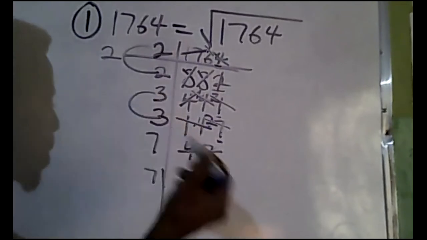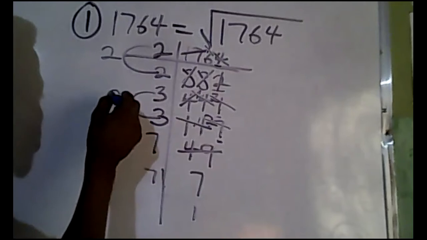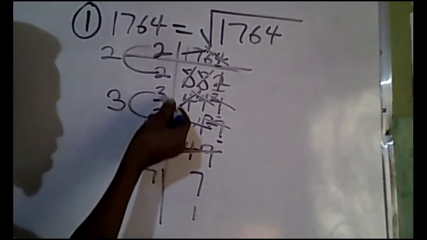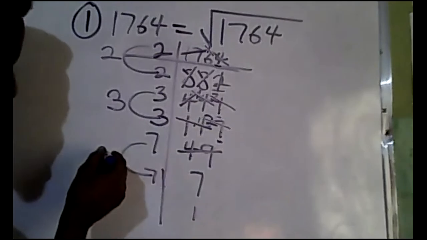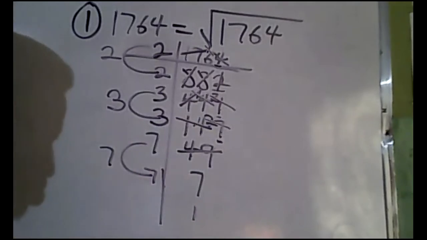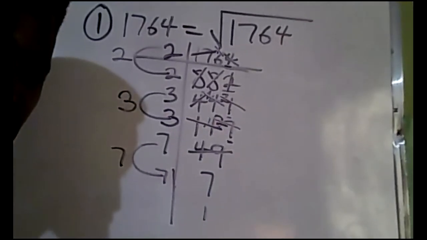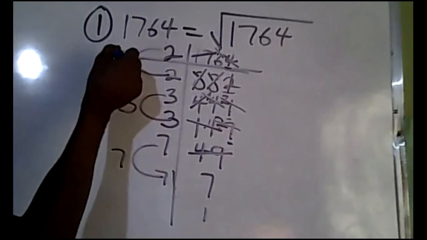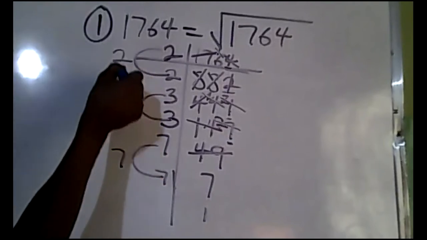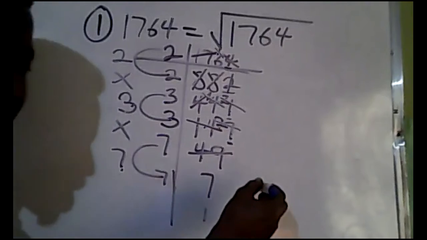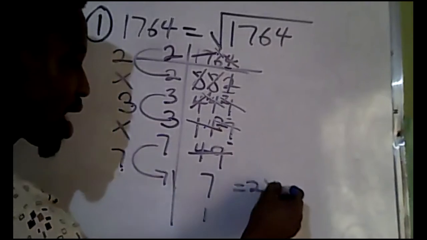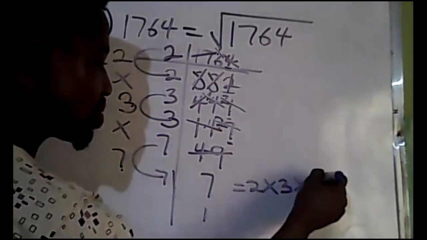Group this, pair it in twos. What have you paired? 3. So put that there. So pair this. What have you paired? 7. Put that there. Can you see? Yes. So this is what you multiply out: 2 times 3 times 7.